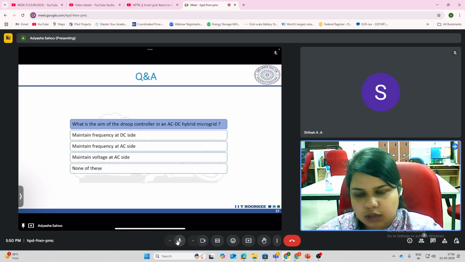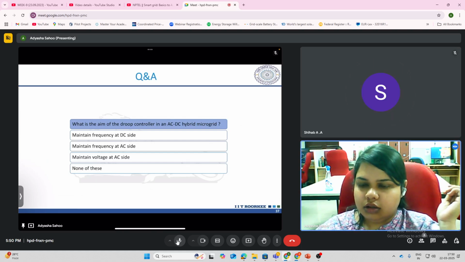Now, what is the aim of the Droop controller in an AC-DC hybrid microgrid?